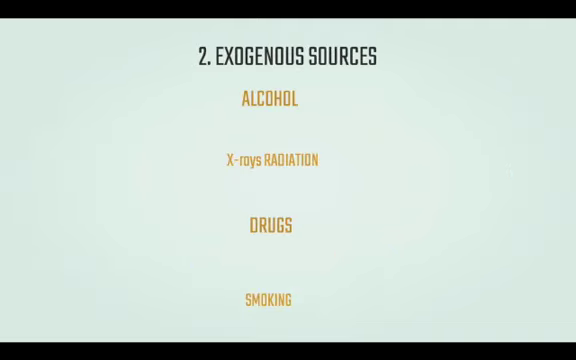Now, there are exogenous sources which induce free radical production. They include alcohol, which promotes lipid peroxidation, and radiation. X-ray ionizing radiation produces oxygen-derived free radicals in the tissue environment. Hence, it can cause damage to the tissues and various cells. Drug metabolism also produces ROS.